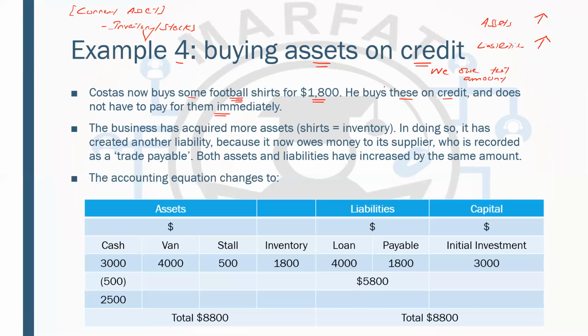So the two aspects in this transaction are that he is buying the shirts, which is the asset inventory, and because he's buying on credit, this will give rise to a liability. Initially we had a liability of 4,000. Now there is another liability of 1,800, and this is due to the shirts we have bought, and that will be recorded under the assets by the name of inventory. So still the equation is balanced.